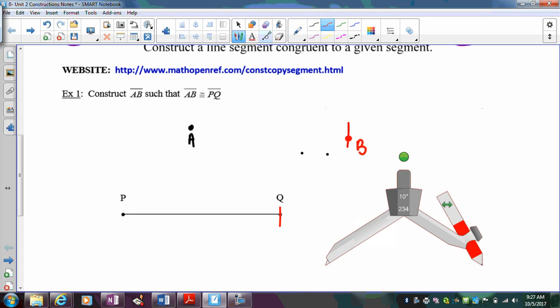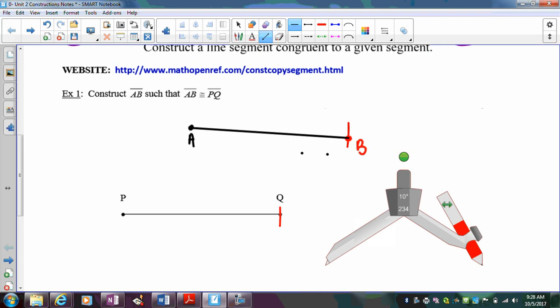Now with my straight edge, I'm going to connect these points, from A to B. And notice I purposely did this so that they didn't look parallel, because they don't have to be. Notice that these segments are the exact same measurement, because I used my compass opening to measure it and copy it.